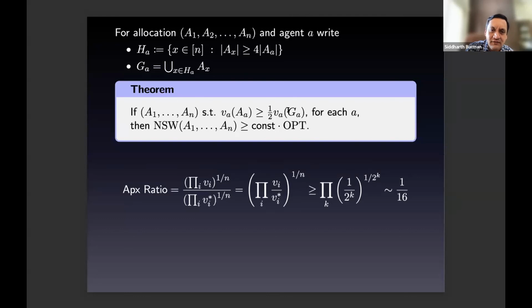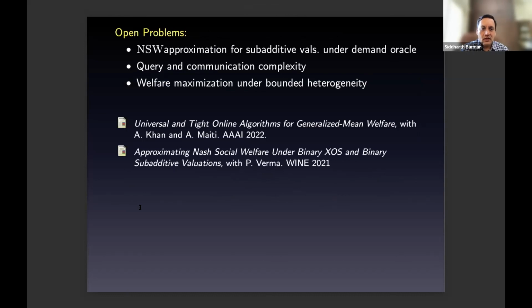There's a simple potential way of achieving such an allocation. You should keep doing local updates. You can find such an allocation. I'll again, in the interest of time, spare you the details. These are the two papers I talked about, the online result and this binary XOS case.